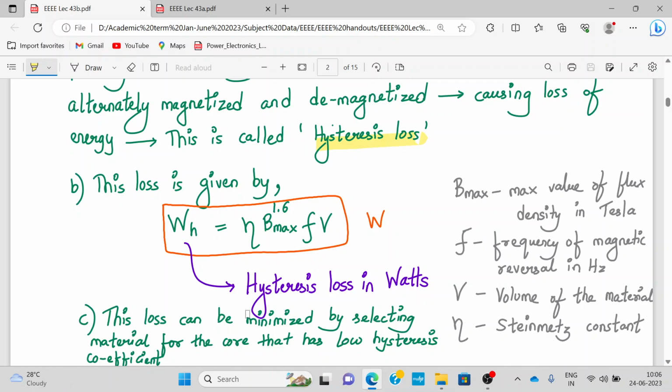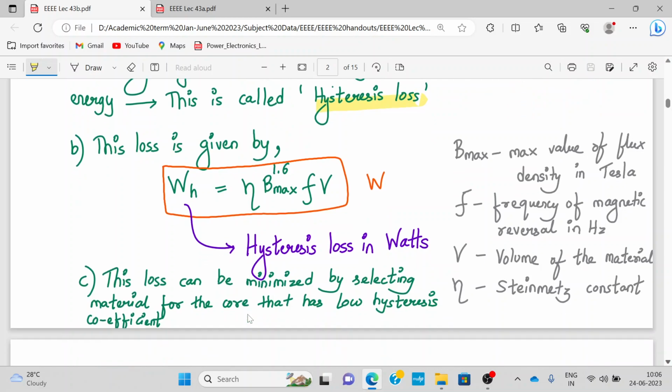Okay, so this law, we don't have to go into detail of it, or the derivation is not there. This hysteresis loss can be minimized by selecting the material for the core that has a low hysteresis coefficient. Eta is also called the hysteresis coefficient. We cannot completely remove the hysteresis loss, but we can minimize it by selecting the proper material for the core. And normally we select steel material for the core, steel grade. All right, this is about the hysteresis loss.